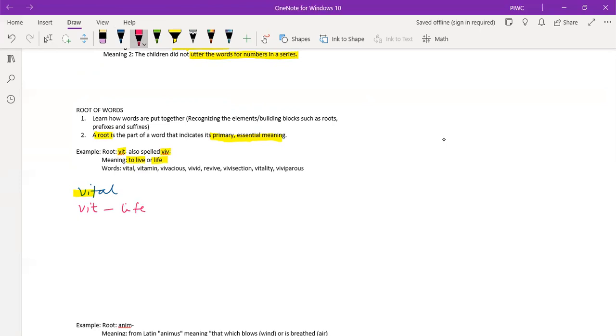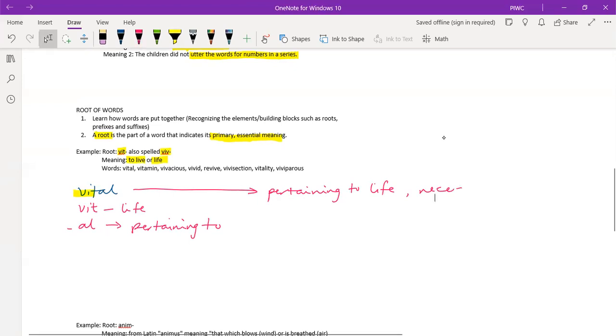And then the suffix AL. What does that mean? The AL here means pertaining to something, right? So thus vital means necessary to life or full of life or pertaining to life. So we can say vital means something pertaining to life, or necessary to life, or full of life.